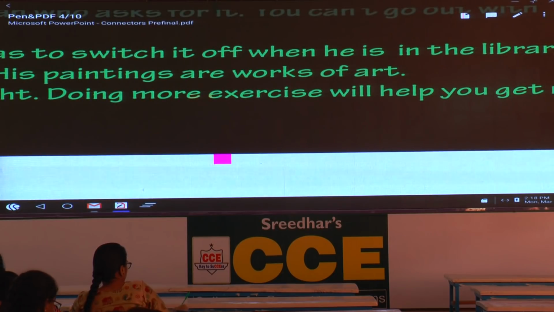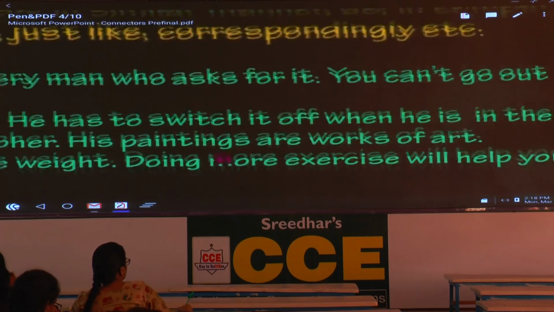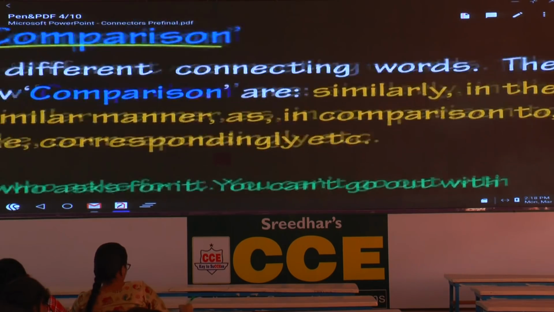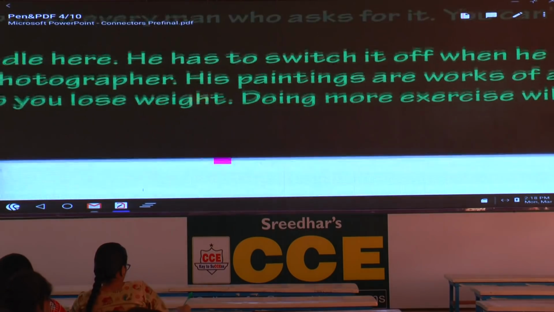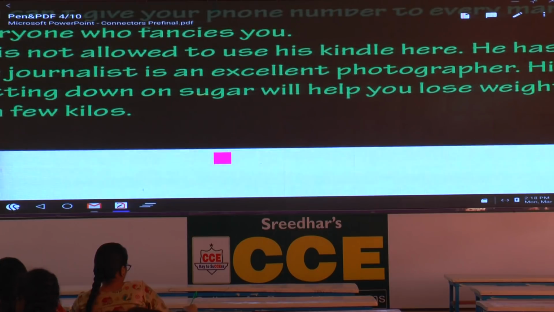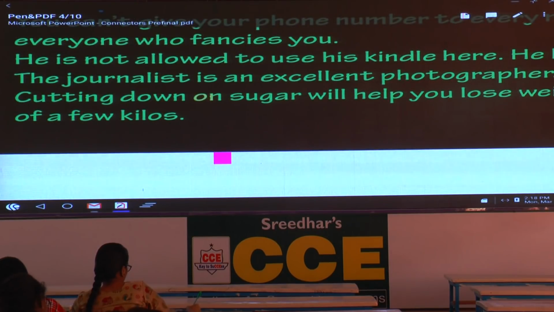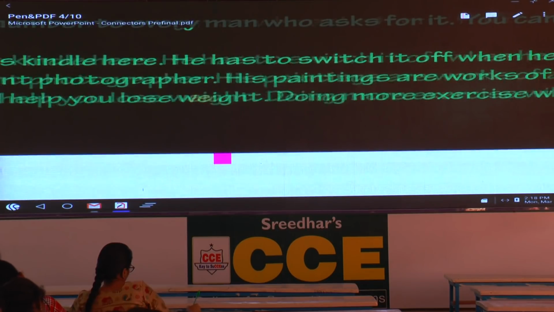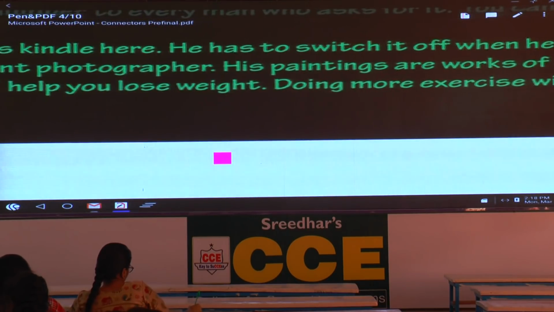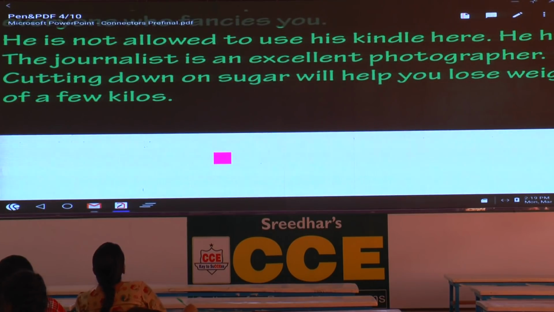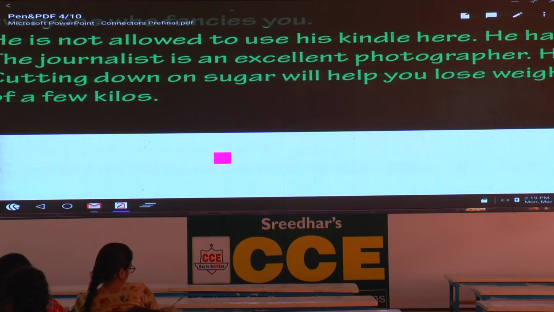Now what is the appropriate connector? Similarly, in the same manner also you could use. So what is the sentence? He is not allowed to use his Kindle here. Similarly, he has to switch it off when he is in the library. Have you written?